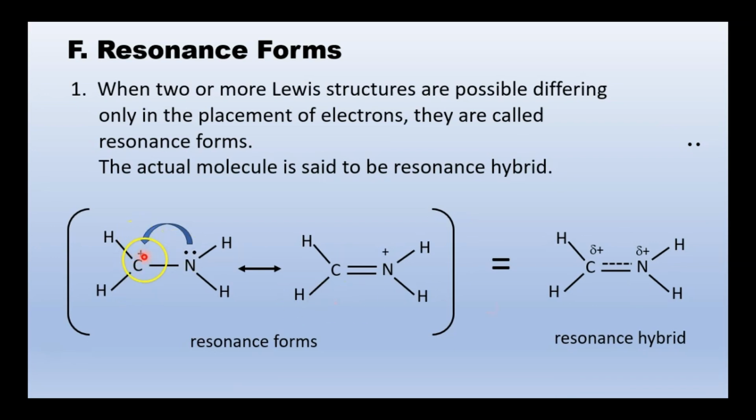And you can see the formal charge in play right now. Look, this carbon has 3 bonds. You learned it normally wants 4. There's no non-bonding pairs around there, so it's going to have that positive charge. And so we like to draw resonance forms. What is a resonance form? When 2 or more Lewis structures are possible, differing only in the placement of electrons, we call them resonance forms. The actual molecule is said to be a resonance hybrid.